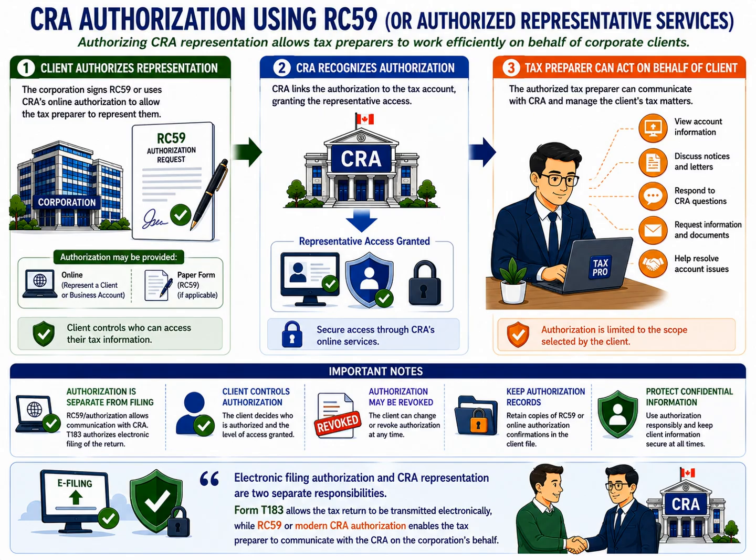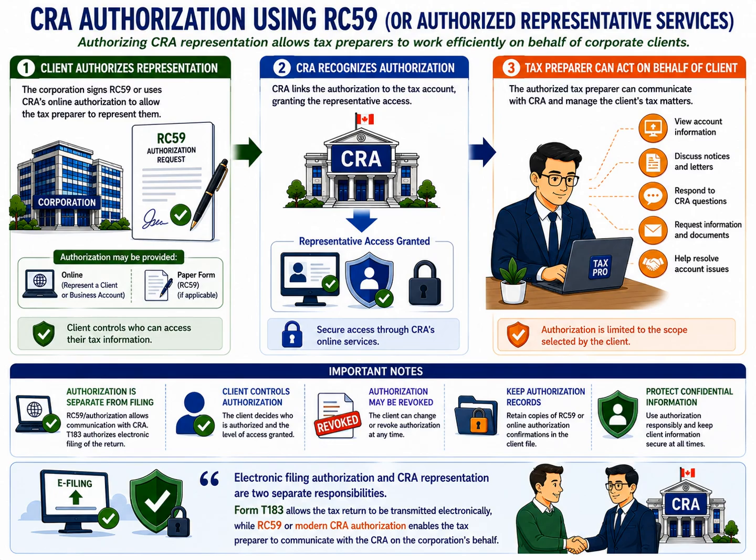An important point to remember is that the client remains in control of the authorization at all times. The corporation decides who is authorized to represent it, what level of access is granted, and can modify or revoke that authorization whenever necessary. Tax preparers should always respect the scope of the authority granted and ensure that client information is handled securely and confidentially. Professional record-keeping is also important.